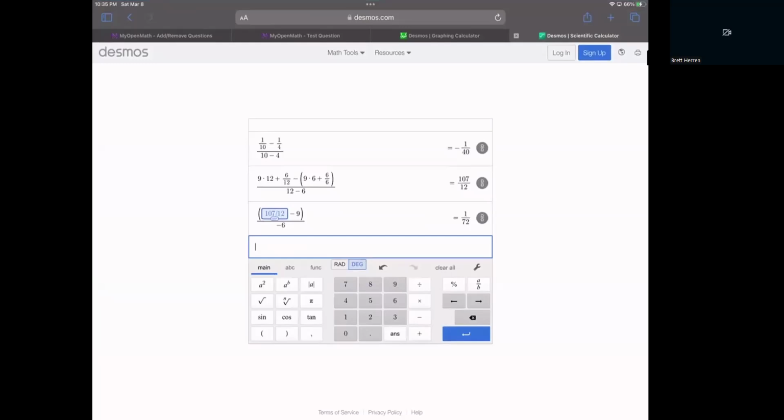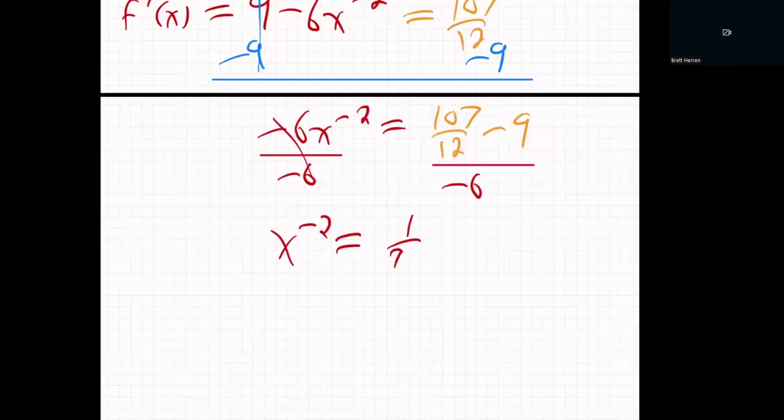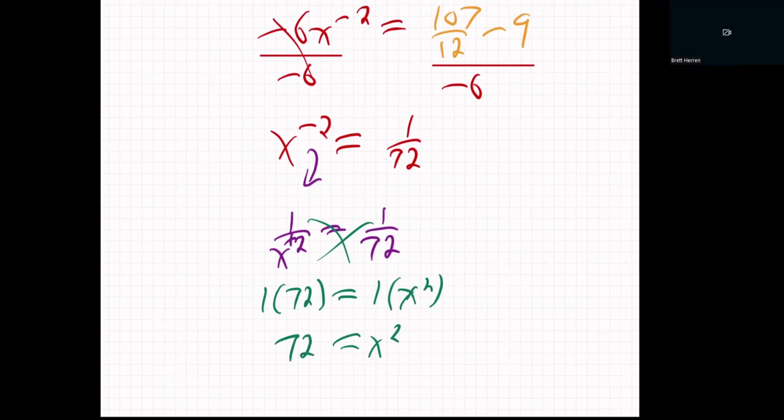What is that, a fraction still? It's 1 over 72. So I'm just doing the right side. This is 1 over 72. How do we solve that? Now, remember a negative power means it jumps to the bottom. So it's 1 over x squared, x to the positive 2, is 1 over 72, right? And diagonal, 1 times 72 is 1 times x squared. So x squared is 72.